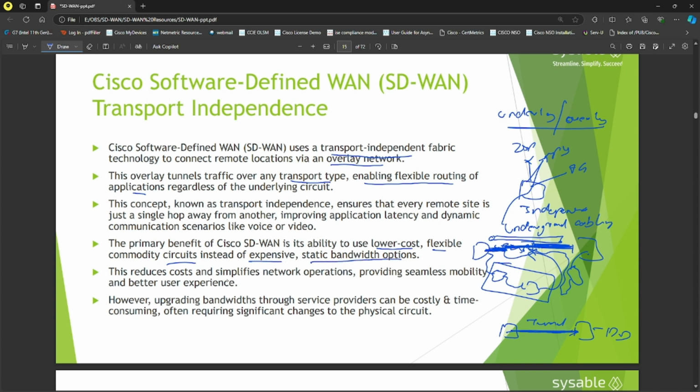Now this reduces the cost and simplifies the network operations, providing seamless mobility and better user experience. That is true. However, upgrading bandwidth through a service provider can be costly and time consuming, often requiring significant changes to the physical circuit. But with the SD-WAN now, we don't worry about it.